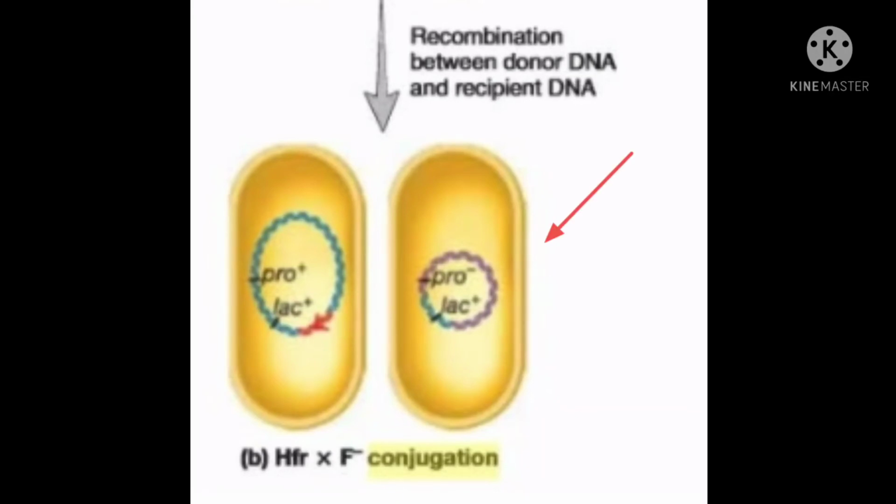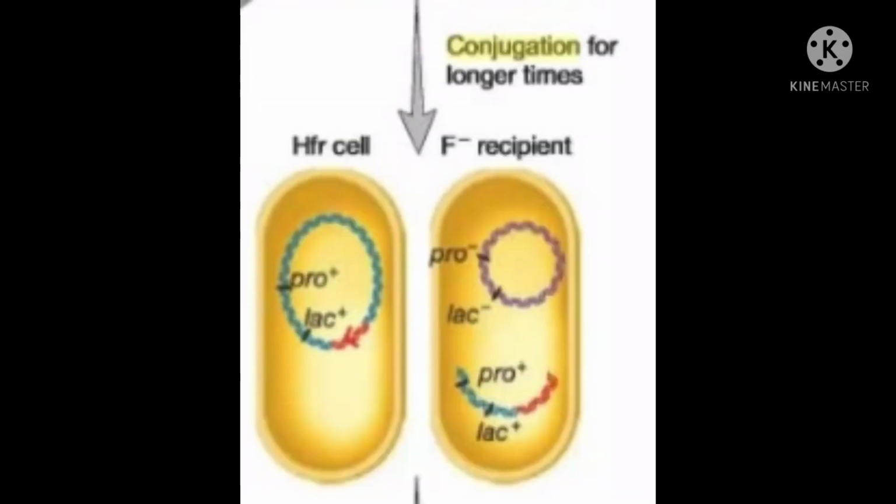Here the F minus cell remains F minus; it is not converted into F plus. Why? Because a cell is converted into F plus only when it receives the complete copy of the F plasmid from the donor cell. But here only a fragment of the F plasmid is received by the F minus cell during Hfr F minus conjugation. The F plasmid is not completely transferred into the F minus cell, so it remains F minus. This image also shows an Hfr F minus conjugation.